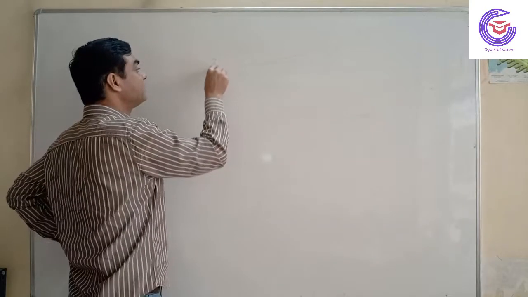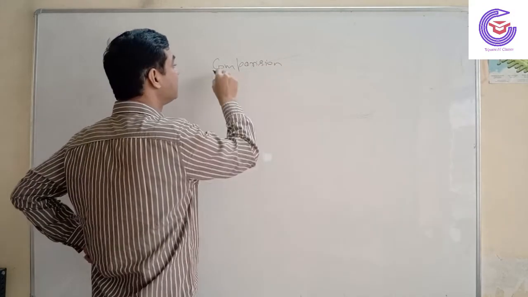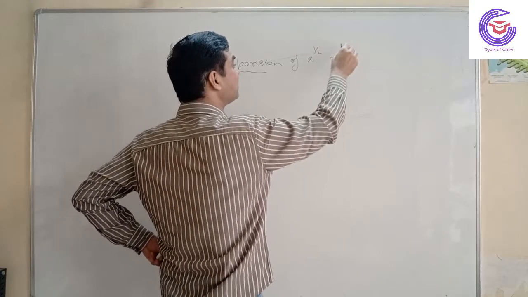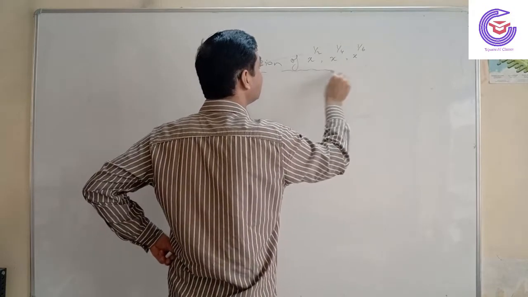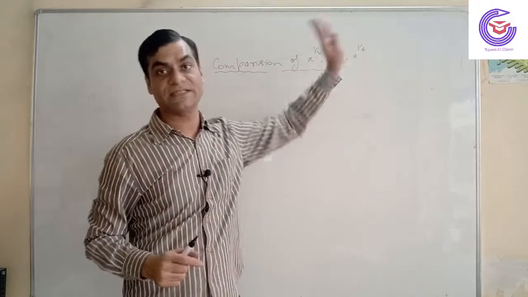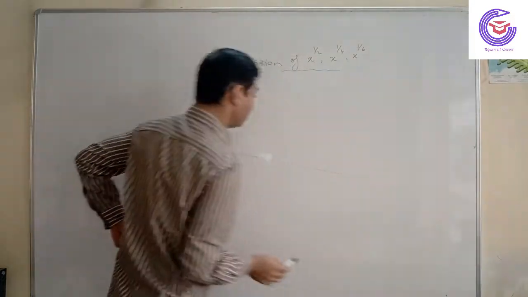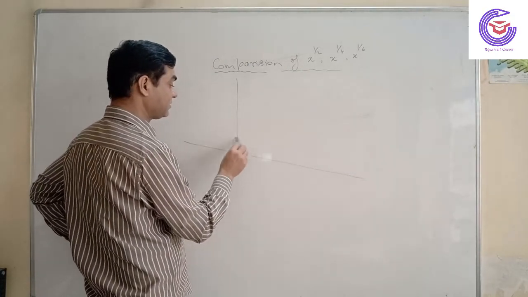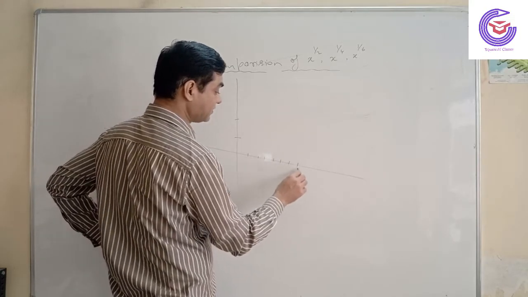So, comparison. Suppose we compare x to the power 1 by 2, x to the power 1 by 4, x to the power 1 by 6. One important thing you'll notice here is that I have given only even numbers, 2, 4, 6. This is 1, this is 2, so 1, 2, 3, 4, 5, 6.